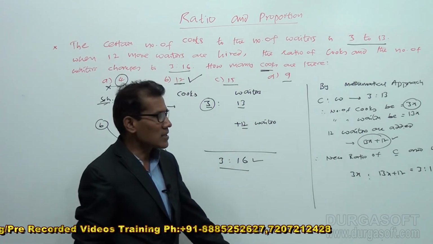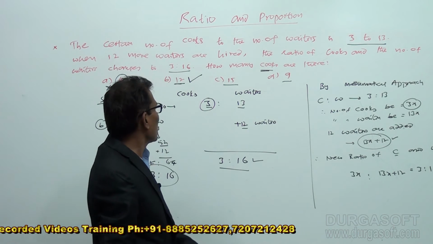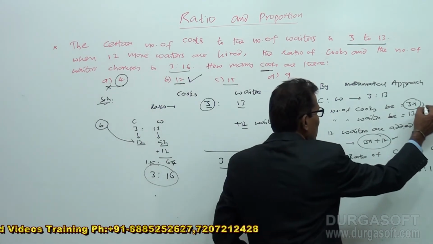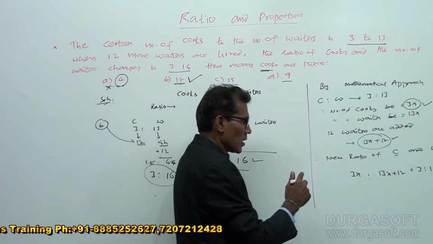Now by solving this, we can get the value of x. Once the value of x is known, we can find out the number of cooks. The number of cooks is 3x. Once the x value is known, 3 times that x value gives our solution. Let us see how to work it out.